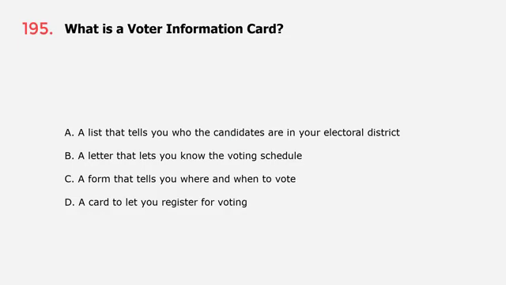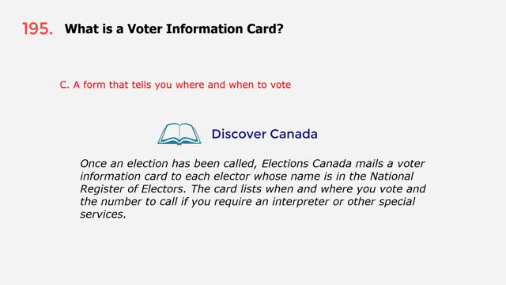Question 195. What is a voter information card? A. A list that tells you who the candidates are in your electoral district. B. A letter that lets you know the voting schedule. C. A form that tells you where and when to vote. D. A card that lets you register for voting. The answer is C. A form that tells you where and when to vote.